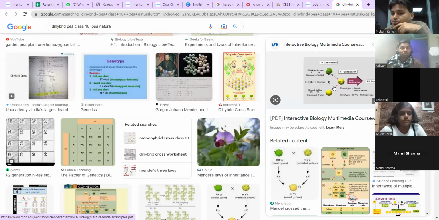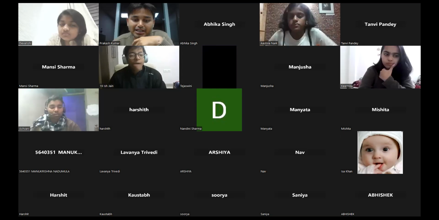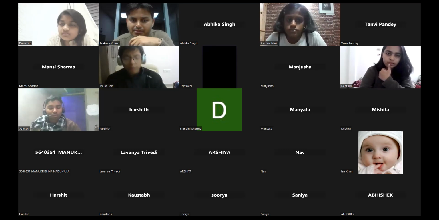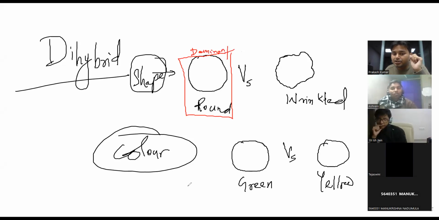So if I cross these two, what am I getting? Round yellow, exactly. So in these two characters, just remember this thing, then I will continue in the later class. If I talk about round and wrinkle, round will be the dominant one.